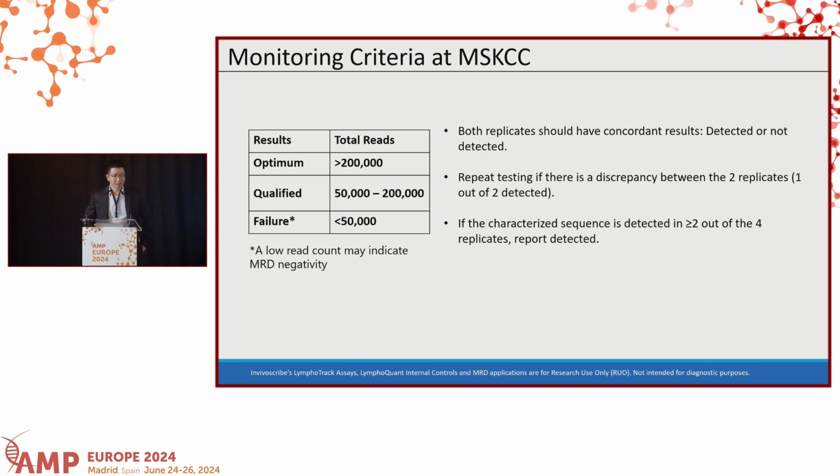Here's the monitoring criteria for MSK. Generally, greater than 50,000 total reads is considered acceptable. Greater than 200,000 total reads is optimal. A read count of less than 50,000 is considered to be a failure, but a low read count may indicate MRD negativity. Both replicates should have concordant results, detected or not detected. Testing is repeated if there's a discrepancy between the two replicates, 1 out of the 2 detected. If the characterized sequence is detected in greater than 2 out of the 4 replicates, you can report detected.